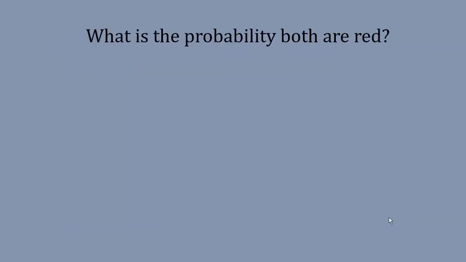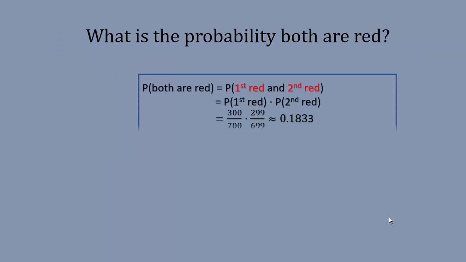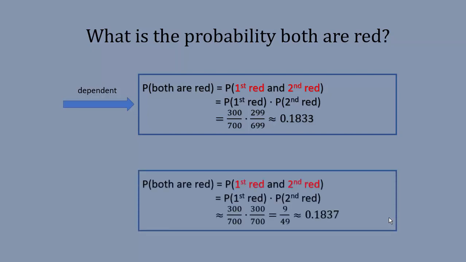So now let's calculate the probability of both red. The true answer is 0.1833. When we treat the first red and the second red as independent events, an approximation of the probability of both being red is 0.1837, which is pretty close to the true answer. Therefore, when small samples are drawn from big populations, we simply treat each individual outcome as an independent event.